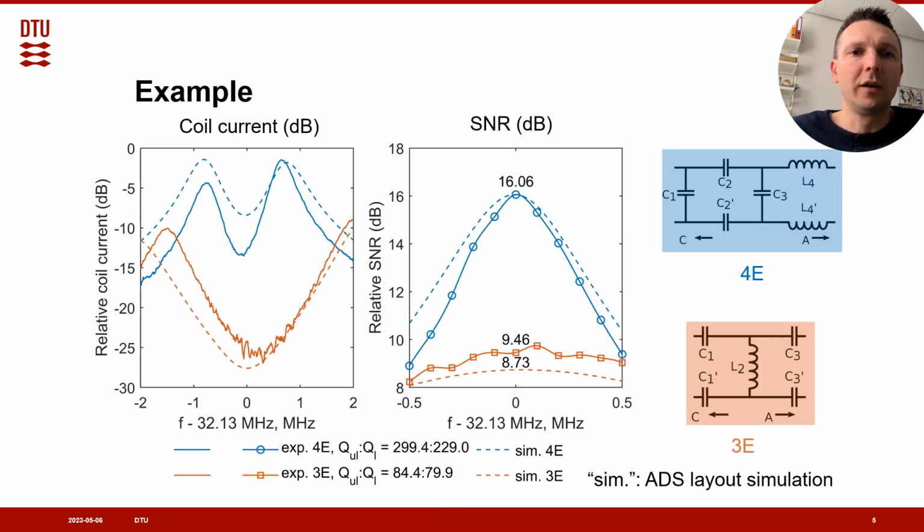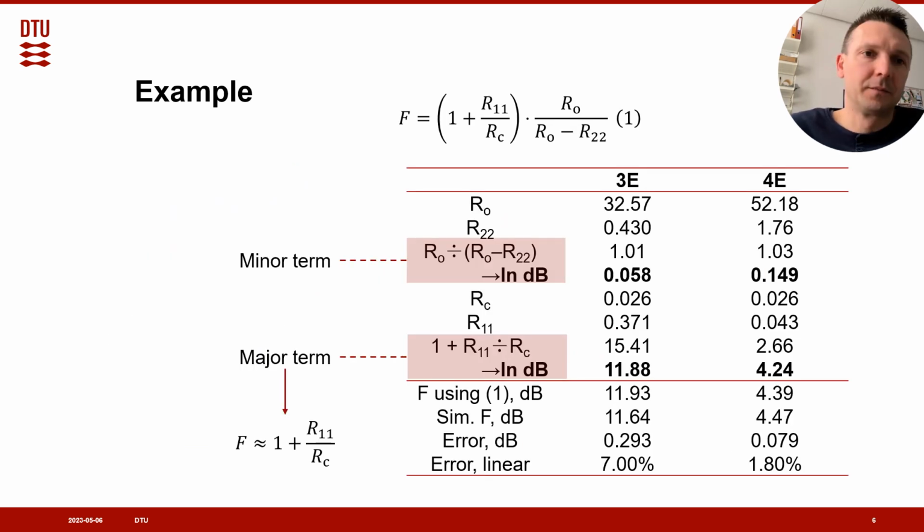The corresponding coil current for preamplifier decoupling is shown here on the left, and the measured SNR is shown on the right. The ratio of the unloaded Q to loaded Q is also indicated here at the bottom. An experienced coil designer would point at the 3-element matching network as the one having the worst SNR. This is indeed what we measure here.